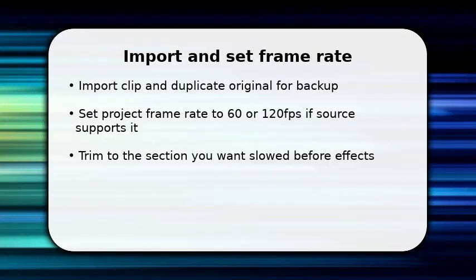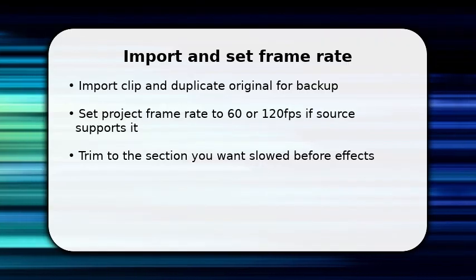You're starting with the clip already in CapCut. Import and place it on the timeline, then duplicate the track as a safety copy. Next, make sure your project frame rate matches the recording. Set 60 or 120 FPS when available so motion retains smoothness.